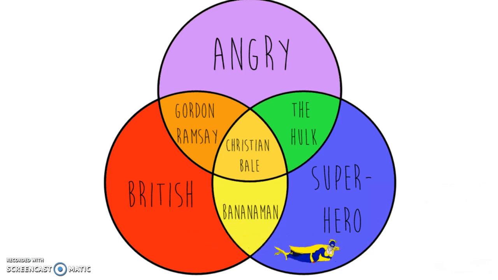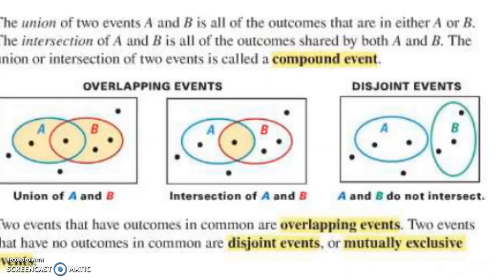So you've seen Venn diagrams drawn. For instance, in this example, you have the group of people that are angry, and you have the group of people that are superheroes. And in that green area, the overlap between angry and superhero, that might include the Hulk. We have a group of people that are angry and a group of people that are British. The overlap in there might include Gordon Ramsay. So these would be examples of overlapping events.